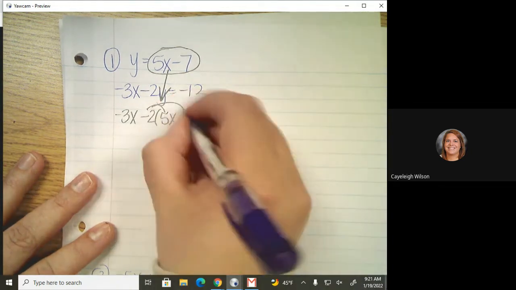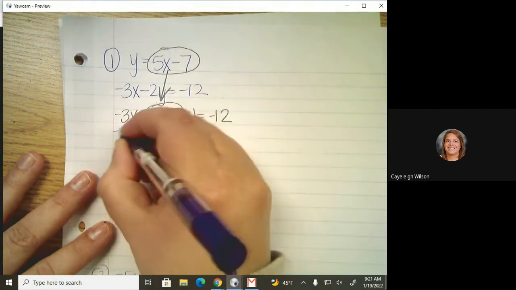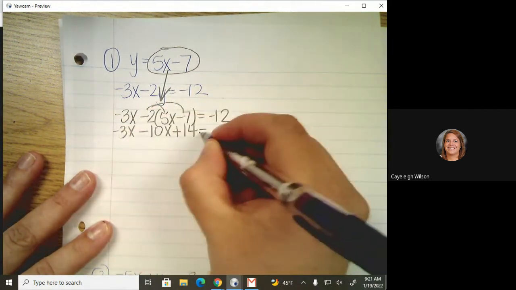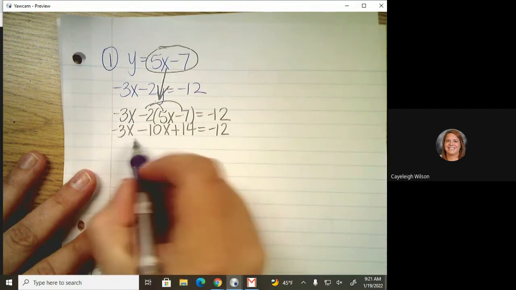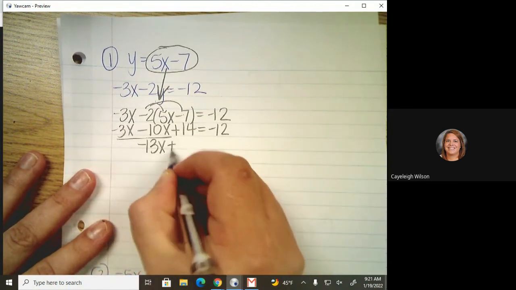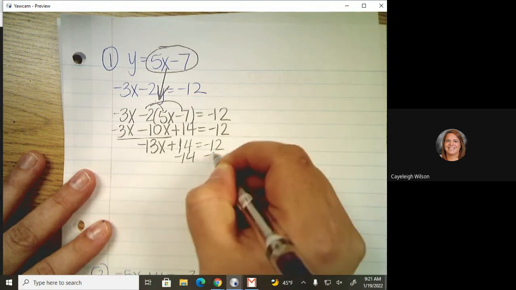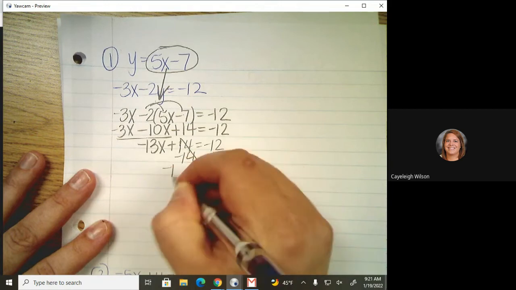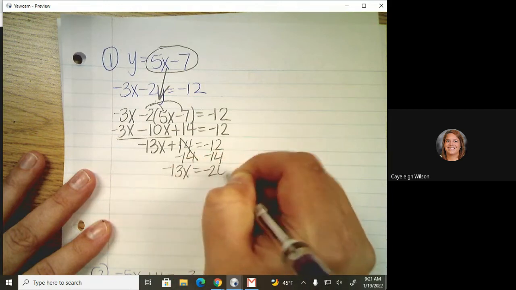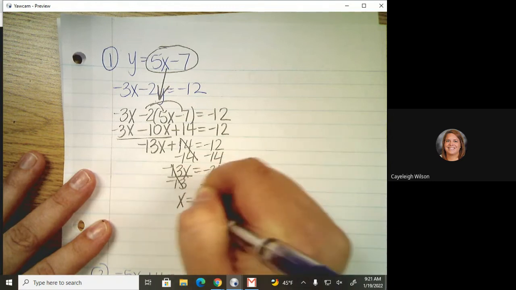So I distribute. So that's negative 10x equals a positive 14, because negative 2 times negative 7 is positive 14. Combine like terms, negative 3 minus 10, that's negative 13x plus 14 equals negative 12. Subtract the 14. So negative 13x equals negative 26. Divide by negative 13, and x equals 2.